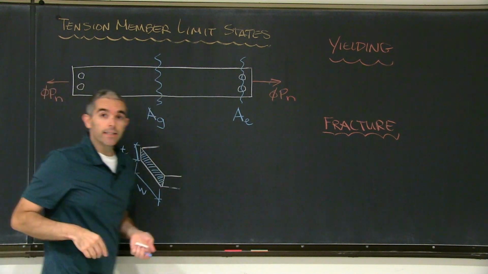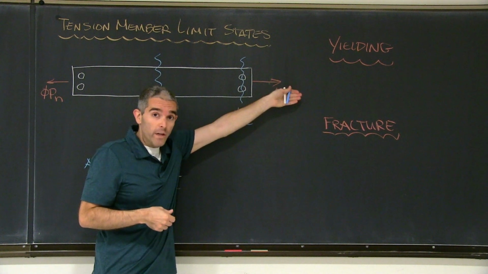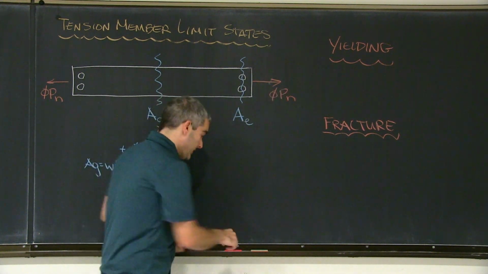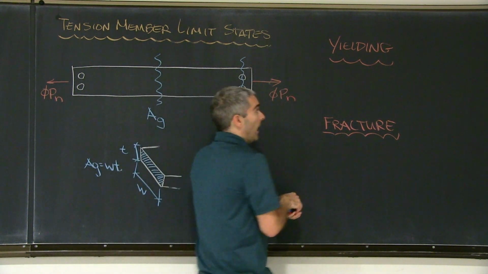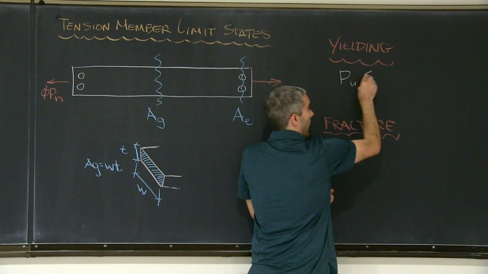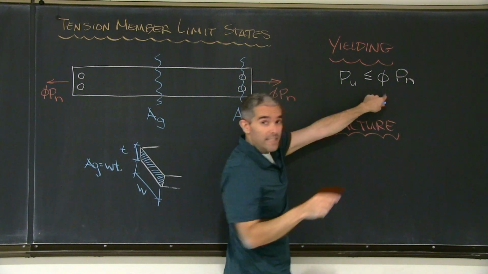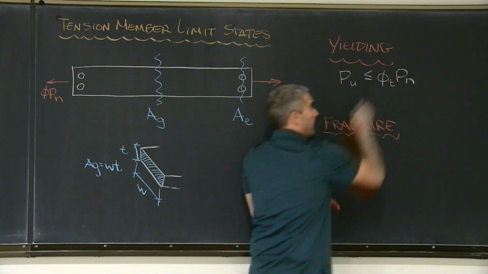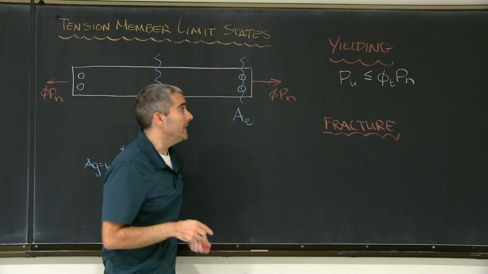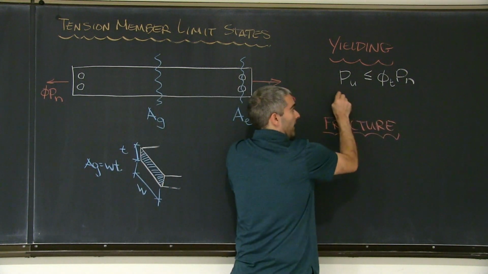at this location. So to put this in terms of a force that we can do for yielding, we say for our yielding limit state, we always start with our general design equation that P sub u is going to have to be less than phi Pn. Our phi is going to be phi for tension member limit states, so phi sub t. And then we need to come up with a way of calculating this.